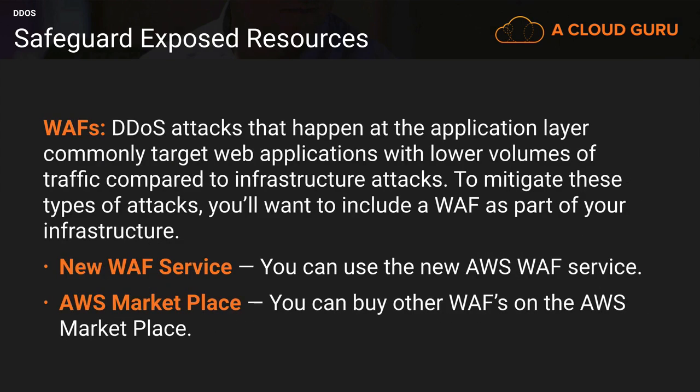And then finally, we've got WAFs. DDoS attacks happen at the application layer, commonly targeting web applications with lower volumes of traffic compared to infrastructure attacks. To mitigate against these attacks, you should use a WAF as a part of your infrastructure. So you can use the new WAF service. It's relatively new. It's just over 12 months old. You can use WAF to protect your EC2 instances, as well as your application load balancers, as well as your CloudFront distributions, and you can also go and buy third-party web application firewalls using the AWS Marketplace.